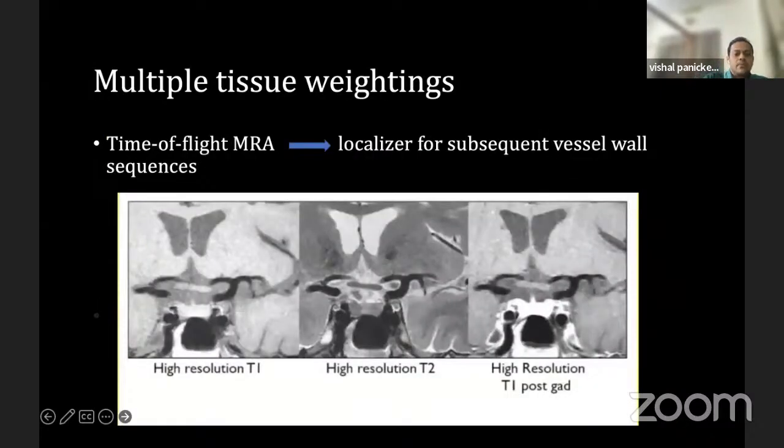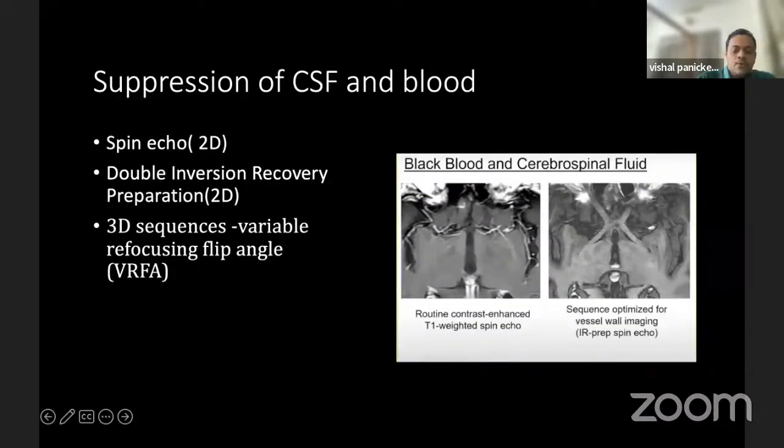We also need multiple tissue weighting. MR time of flight can be used as a localizer for subsequent vessel wall sequencing. We need high resolution T1 imaging, T2 imaging, and high resolution T1 contrast imaging for vessel wall characterization. As you all know, the vessel wall is of small size, 0.3 to 0.5 mm, and so a small voxel size is needed.